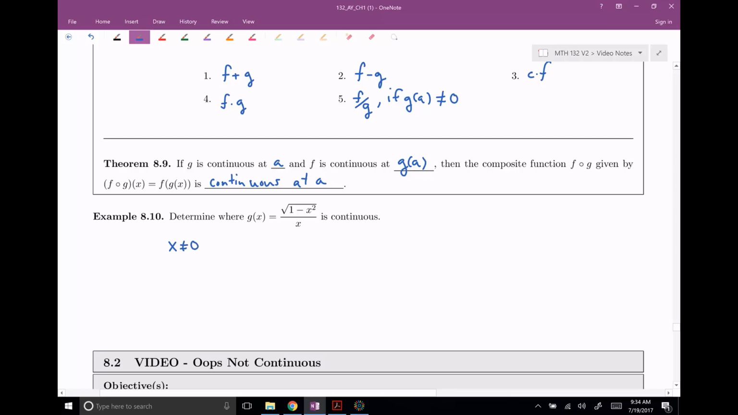I don't want x to equal 0, otherwise I'd be dividing by 0, and that would not be in the domain of this function. A second big rule that we had when we were trying to figure out domains is that we don't want to have a negative inside of a square root.